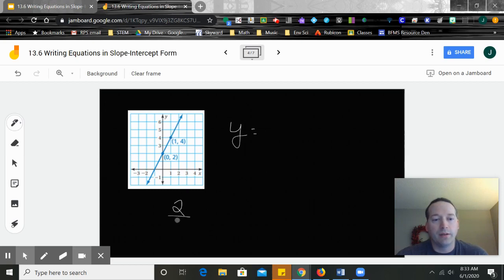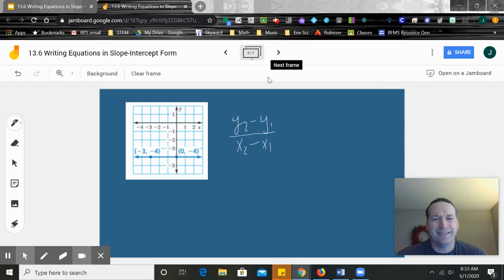So that is 2 over 1, which simplifies down to 2. So my slope is 2, so y equals 2x. It goes through the y-axis at 2, so y equals 2x plus 2. So nice when it's like that, isn't it? All right, so let's look at one now that is a horizontal line.